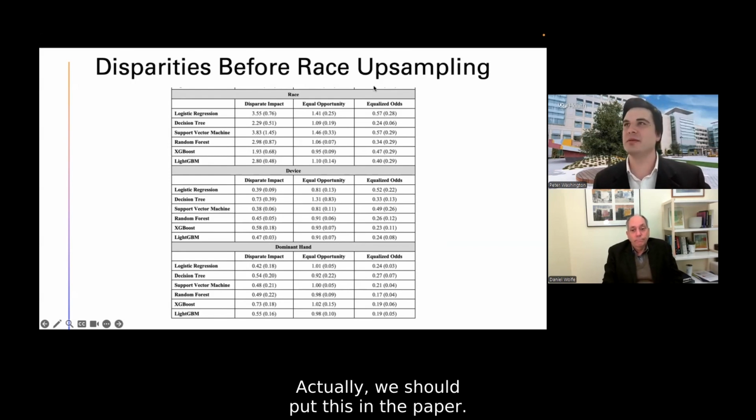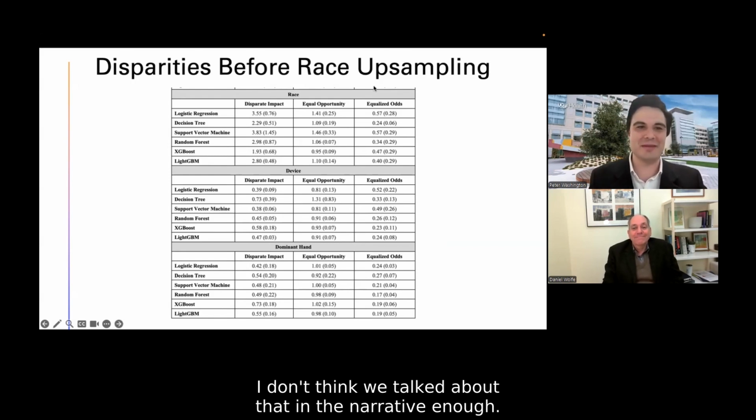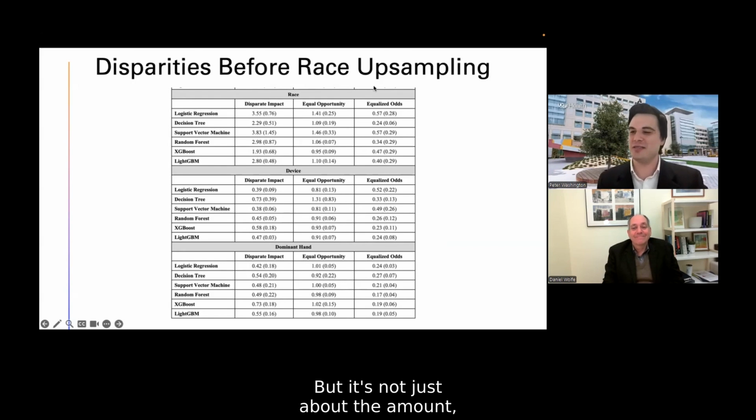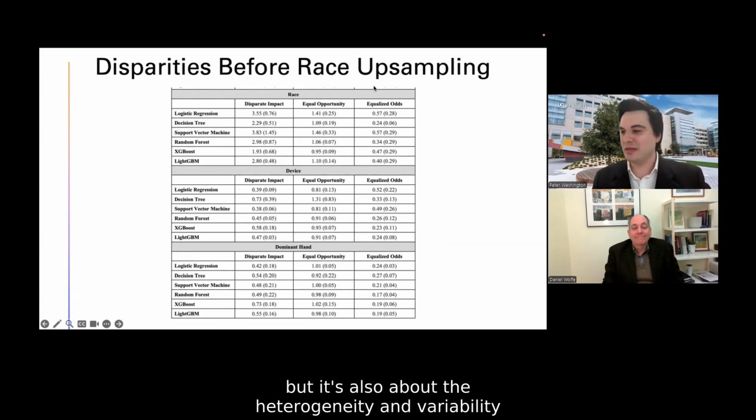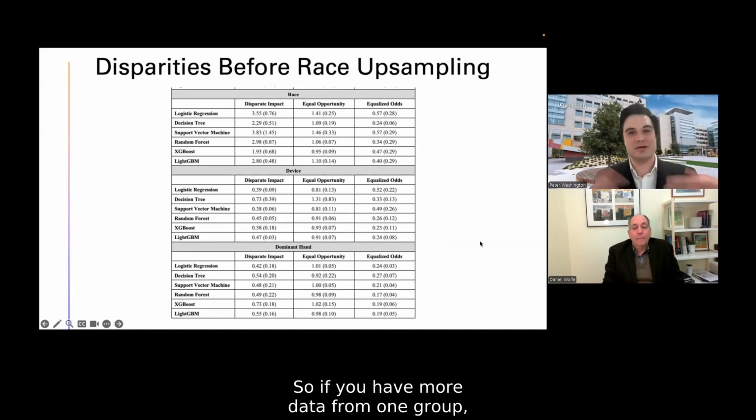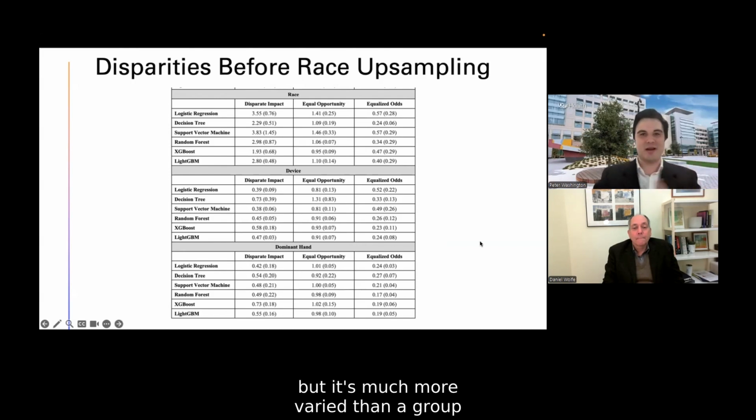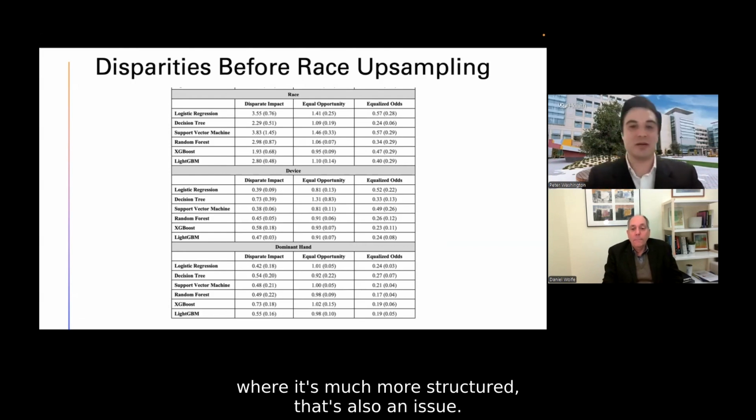Actually, we should put this in the paper. I don't think we talked about that in the narrative enough, but it's not just about the amount, but also about the heterogeneity and variability within the data. So if you have more data from one group, but it's much more varied than a group where it's much more structured, that's also an issue.